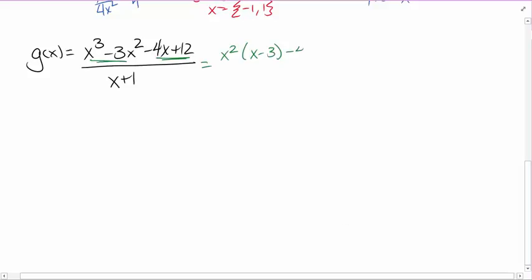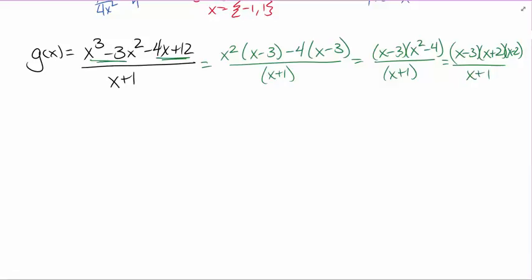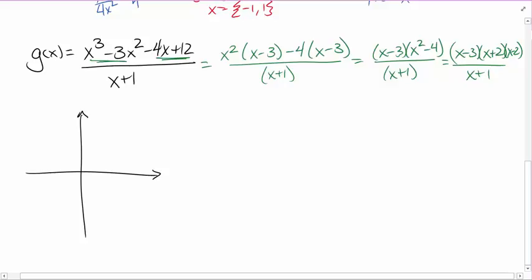I'm going to take out a negative 4. I'm going to be left with x minus 3. I'm excited about that. I have that common factor of x minus 3. I then also have an additional factor of x squared minus 4 in the numerator. X plus 1 is still in the denominator. I can take the numerator one step further, x plus 2, x minus 2. I should recognize pretty quickly that this function will not have a hole. This function does not have a common factor in the numerator and denominator.